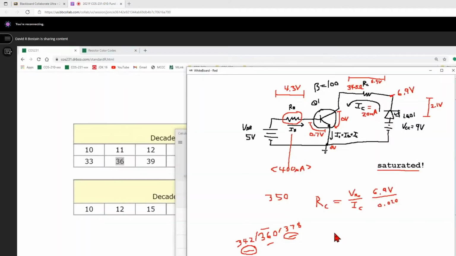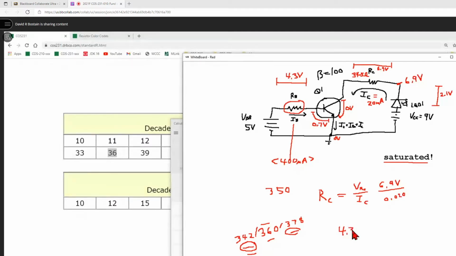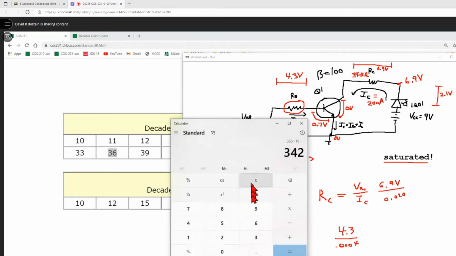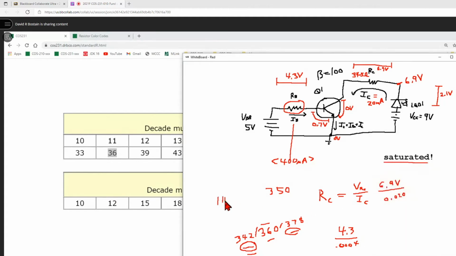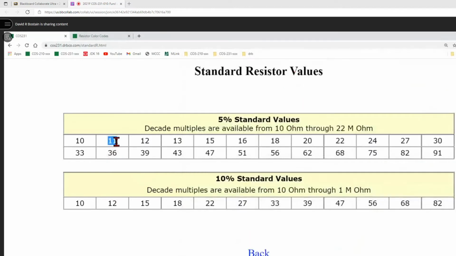Now we need to come over here and do the same for this resistor. We know that the voltage drop across it is 4.3 volts. We know that the current through it is 400 microamps. So that's 0.0004. Let's just do that. So we need a 10 or 11K ohm resistor. Of course, there won't be one. Well, there's actually in a 5%, there is an 11. So we can use the 5% 11 just as it is.